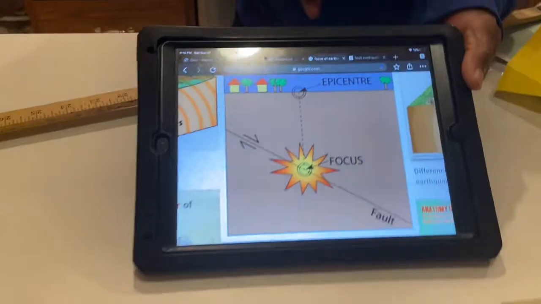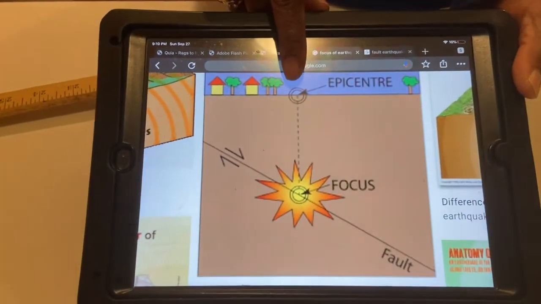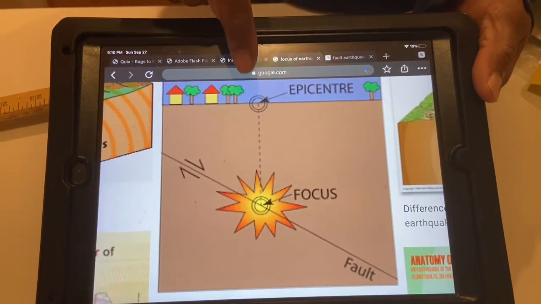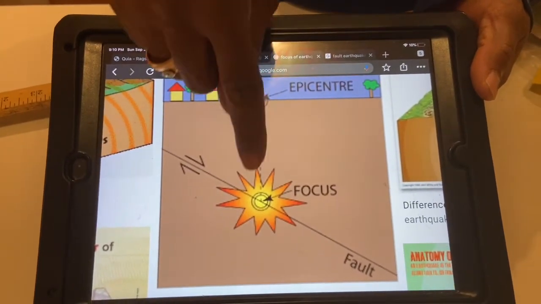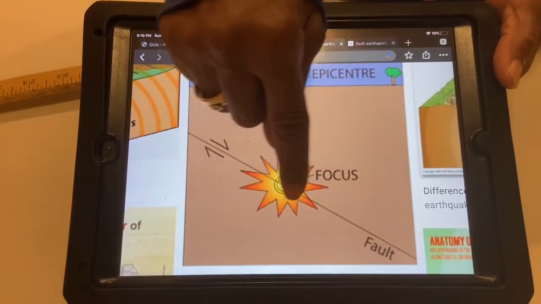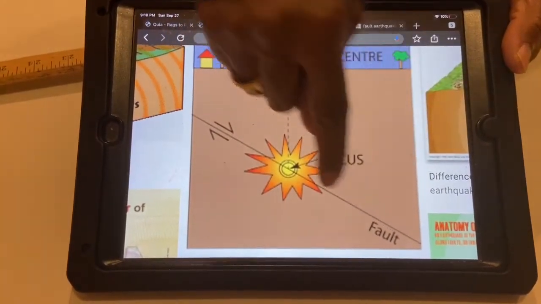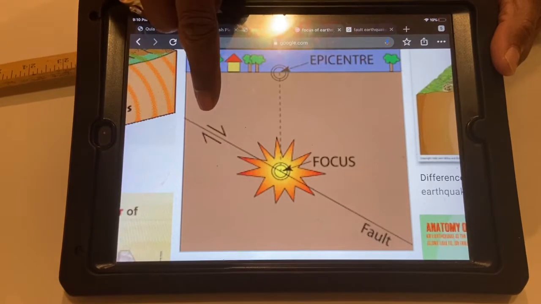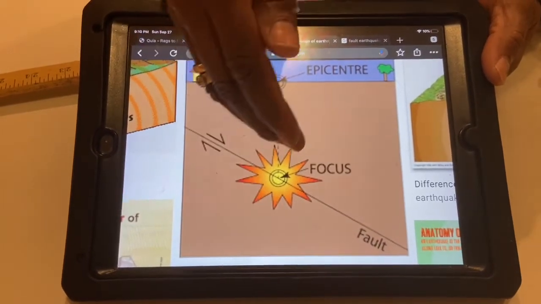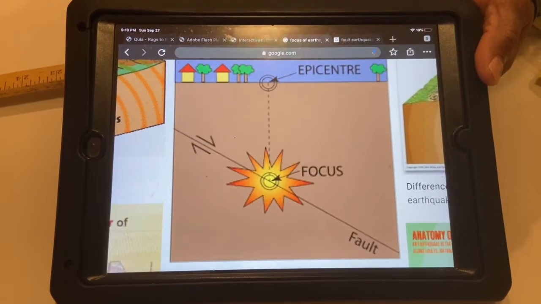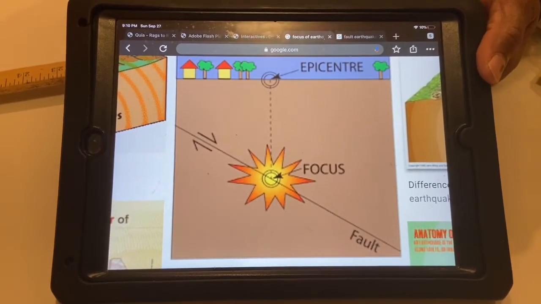If you see that, you see here that we have the epicenter, which is directly above where the earthquake originated. And then we have the focus. That's where the earthquake originated. And then we have the fault. The fault is simply the crack in the earth. And along that crack, rocks are slipping, and that's what causes the earthquake, when the rocks slip or move. Okay, so we have that.